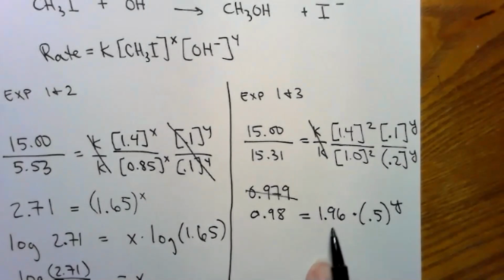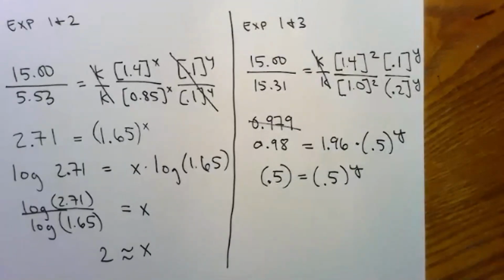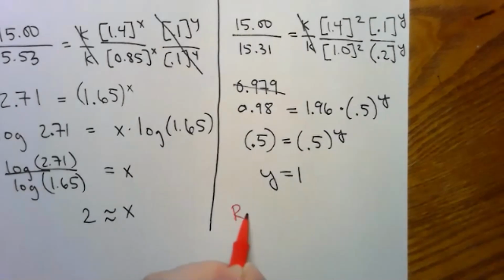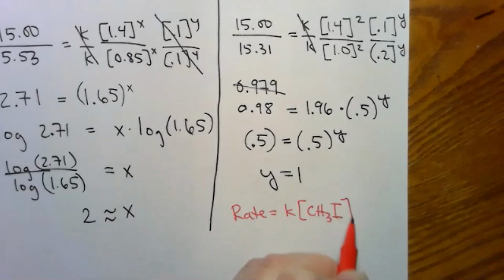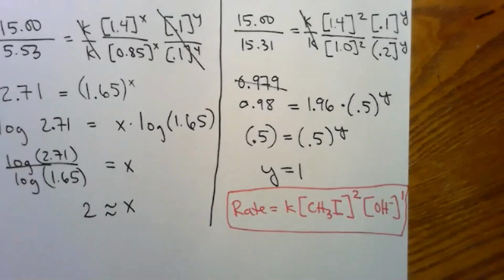So I need to divide by this first, 0.98 divided by 1.96. That's 0.5 equals 0.5 to the y. Again, hopefully I don't need to do logarithms to see that y equals 1. So then I have my whole experimentally determined rate law: rate equals K times methyl iodide squared times hydroxide to the first power. This is my given rate law. It's a third order overall reaction. Yeah? Let's do it.